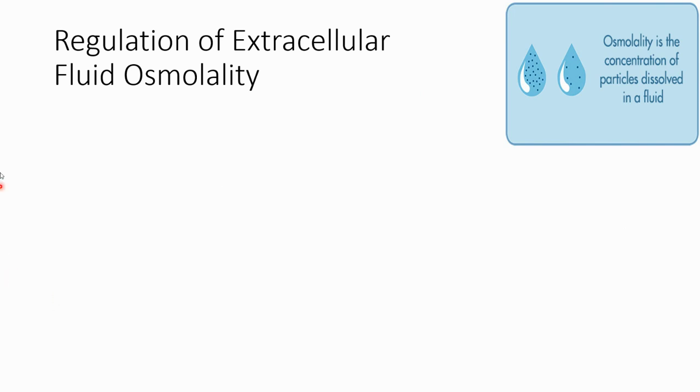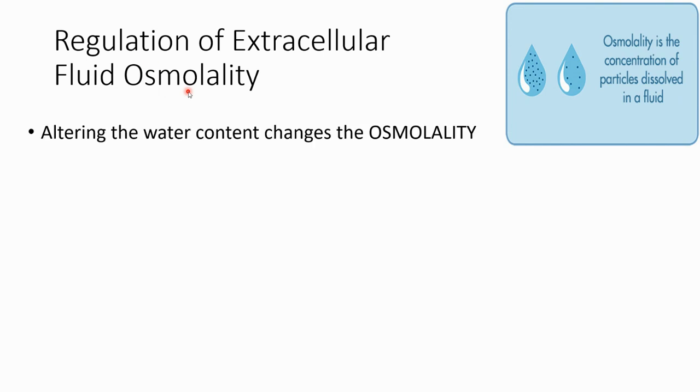So I need you to understand this word here, regulation of extracellular fluid osmolality. So we're talking about the regulation of the solute concentration. So when you alter the water content, that's going to change the solute concentration. If you have more water, your solute concentration is going to be less because you've got more water to dissolve the solutes. So it's going to have a low osmolality. If you have a very little amount of water, then your osmolality is going to be high because you have solutes, but you don't have as much water to dissolve them in. So again, osmolality is talking about solutes. When you change the water concentration, you change your solute concentration.